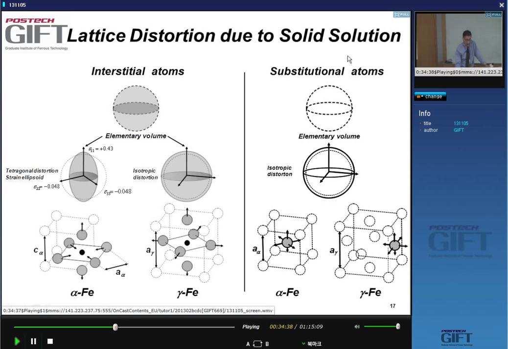In the case of substitutional atoms, whether it's alpha iron or gamma iron, I always get isotropic distortion. Either this elementary volume expands or contracts, depending on the relative size of the solute. For instance, here I've replaced the central iron atom in my BCC unit cell by another atom that's larger. The lattice will expand in three directions. If I put in gamma iron a larger solute atom than iron in a substitutional position, the lattice expands isotropically.